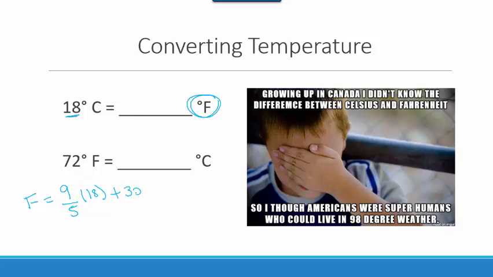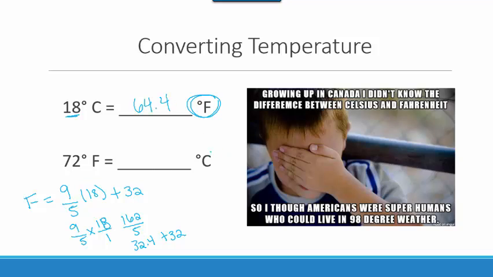Hopefully you feel comfortable now that we've done fractions, multiplying fractions and whole numbers, but keep in mind you're doing 9/5 times 18 over 1. So then you can just multiply straight across, which would give you 162 divided by 5. And you can just change that to a decimal. That gives you 32.4. And then we're going to add 32 onto that. And so if we do that, we get a total of 64.4.